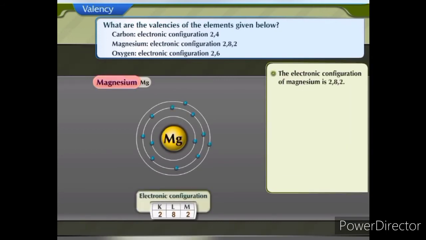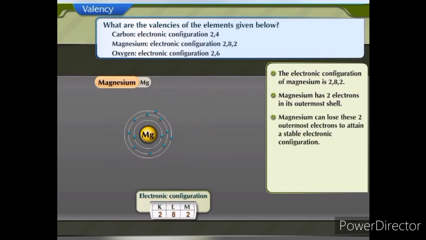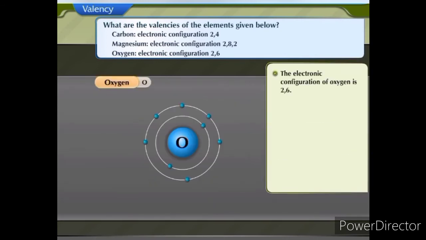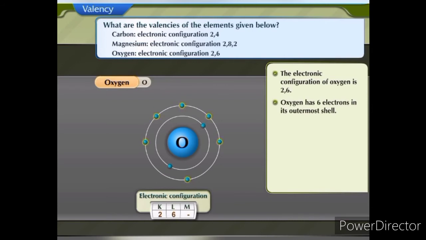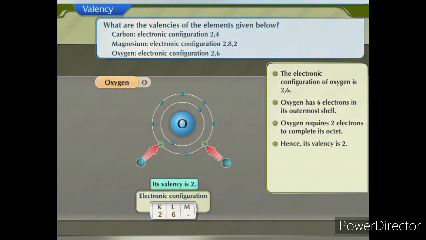The electronic configuration of magnesium is 2, 8, 2. Magnesium has 2 electrons in its outermost shell. Magnesium can lose these 2 outermost electrons to attain a stable electronic configuration. Hence, its valency is 2. The electronic configuration of oxygen is 2, 6. Oxygen has 6 electrons in its outermost shell. Oxygen requires 2 electrons to complete its octet. Hence, its valency is 2.